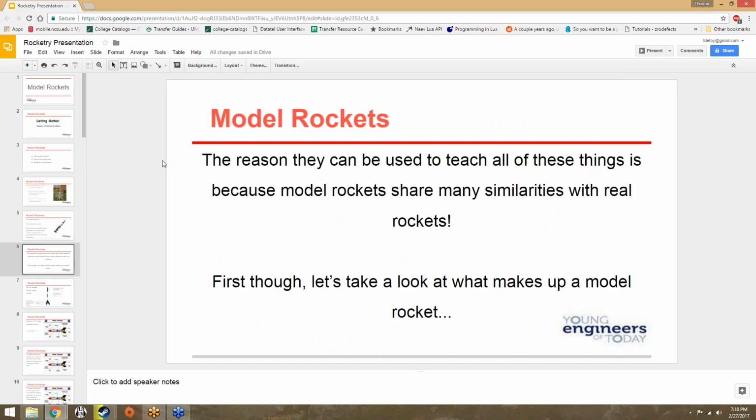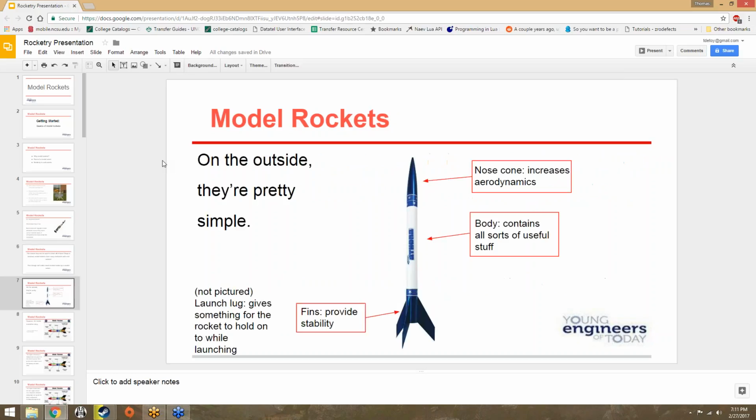So the reason they can be used to teach all these things is because model rockets share many similarities with real rockets, actually more than you might think. But let's take a look at what makes up a model rocket. On the outside, they're pretty simple. You've got fins, which make sure that it remains pointing upwards and doesn't just wiggle around everywhere. You've got a nose cone, which protects all the stuff on the inside, but mainly is meant to pierce through the air, so it increases aerodynamics.